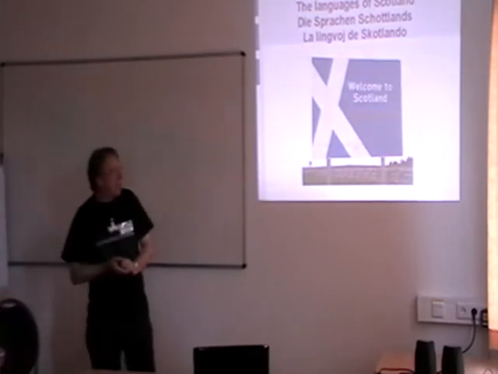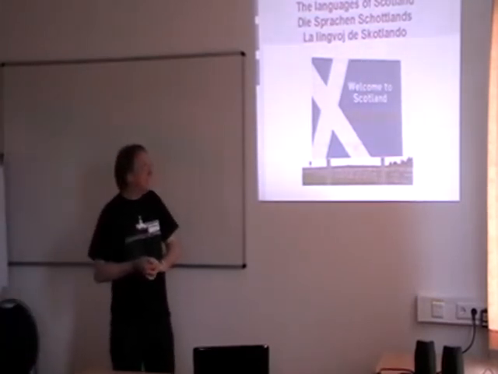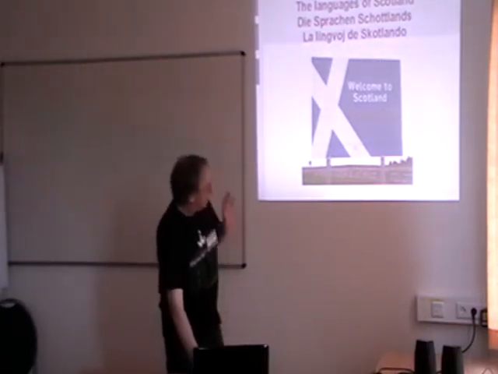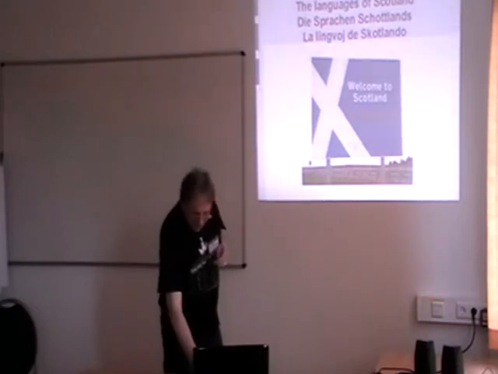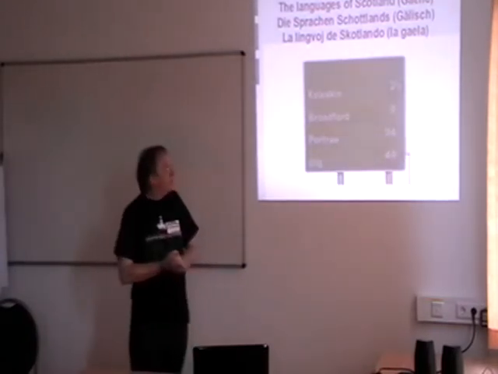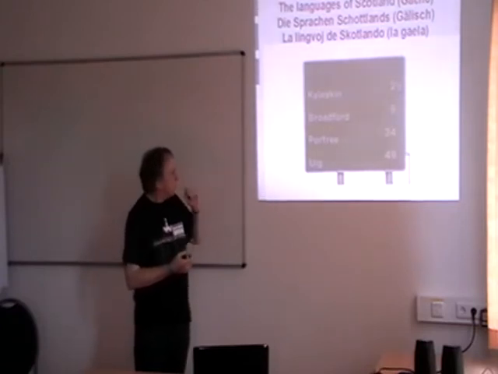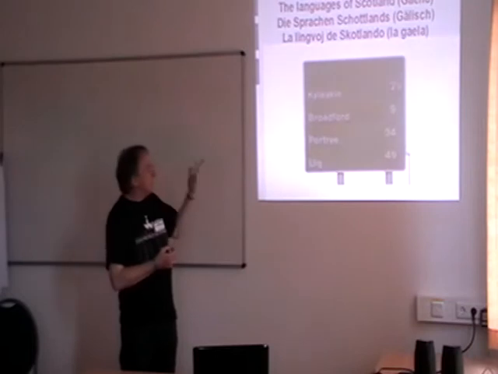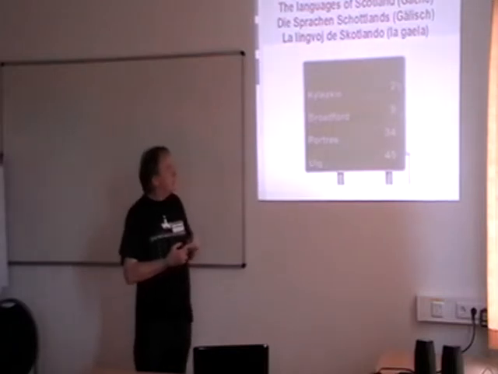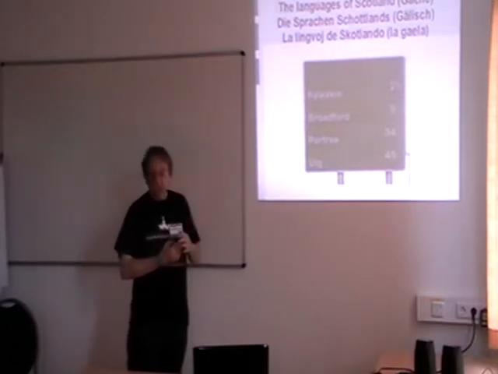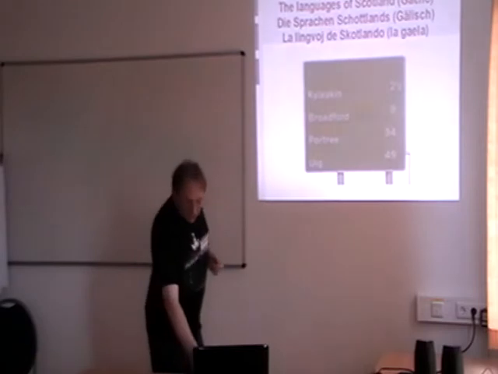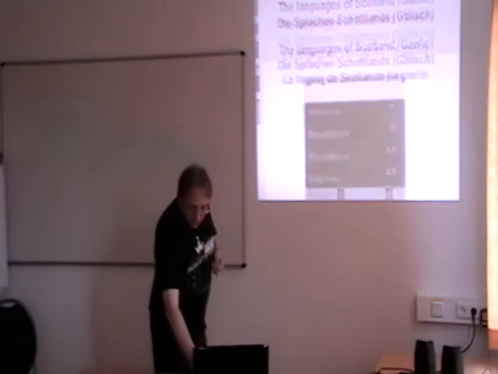the languages of Scotland. There are two official languages in Scotland. There is English and there is Scottish Gaelic. Scots is not as official as the other two. We have some recognition given to Scottish Gaelic. Here we see a bilingual road sign with the names of the places in two languages. There is very little else in the way of road signs in Scottish Gaelic in Scotland.